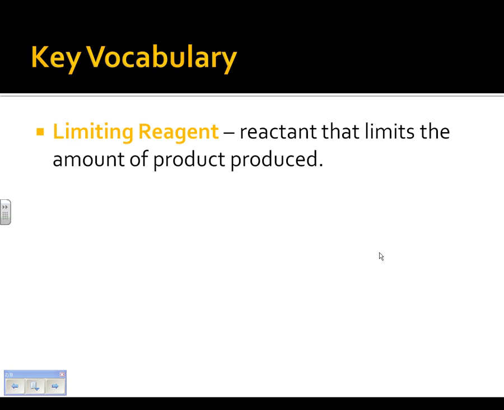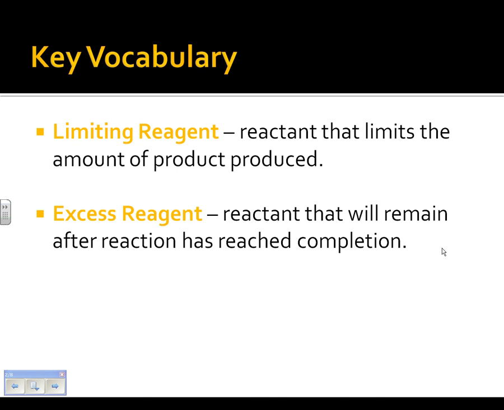It is important to keep in mind that the reactant with a lower mass is not always the limiting reagent. Next is the excess reagent. The excess reagent is the reactant that will remain after the reaction is complete.